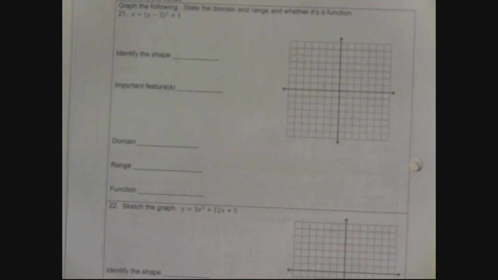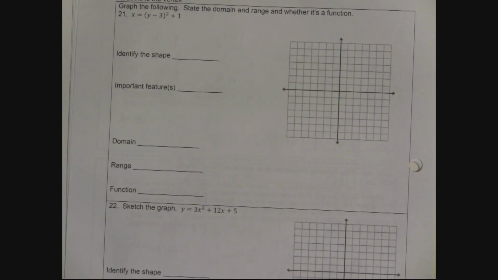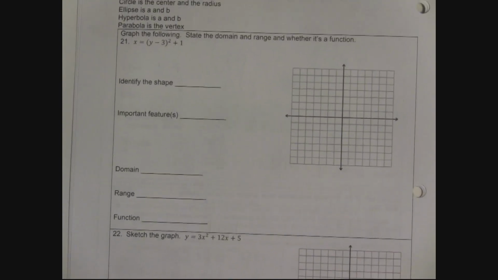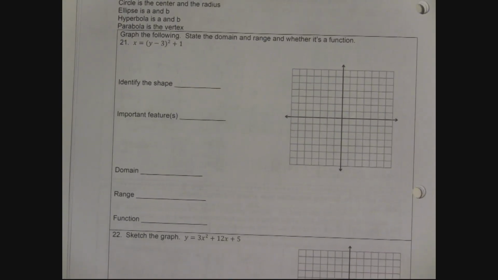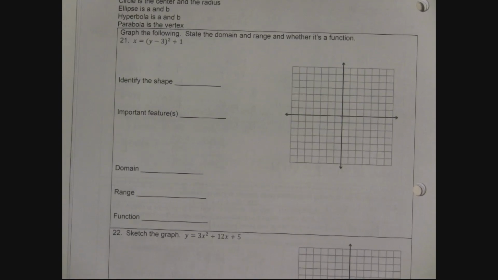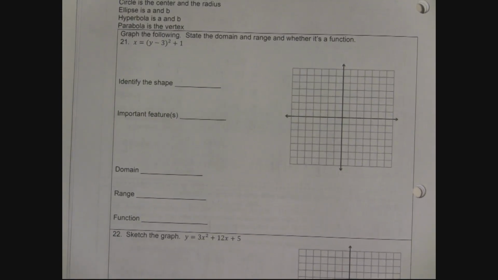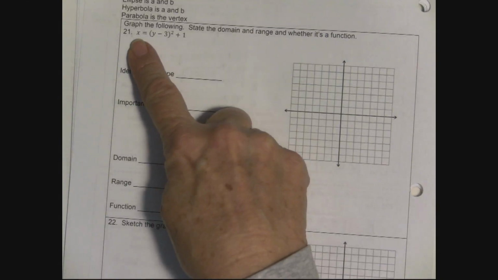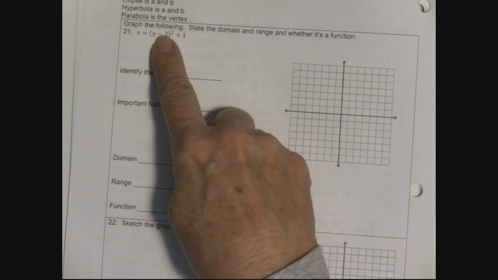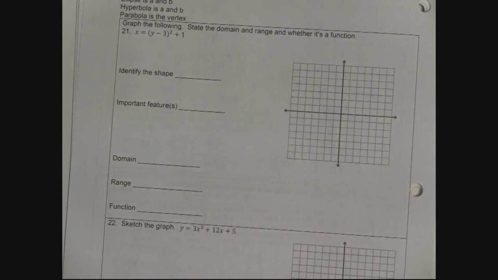Okay. And then it says for me to graph the following, state the domain and the range and whether it's a function. And remember that the important things to say on circles is the center and the radius. On ellipses is the A and the B. On hyperbolas, A and B. Parabolas, the vertex are important features. So I'm looking at it. I'm supposed to identify the shape. I have x to the first and I have y to the second. And so if it's quadratic in one variable and linear in the other, it's a parabola. So I'm like, ooh, it's a parabola.